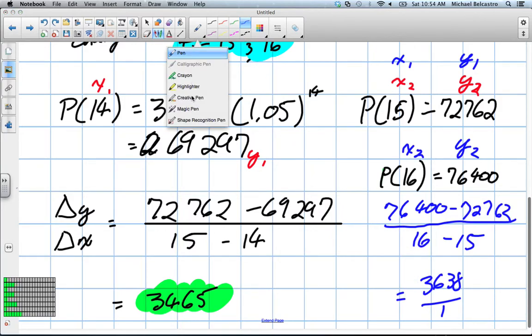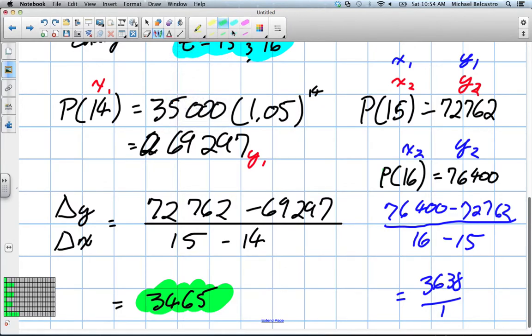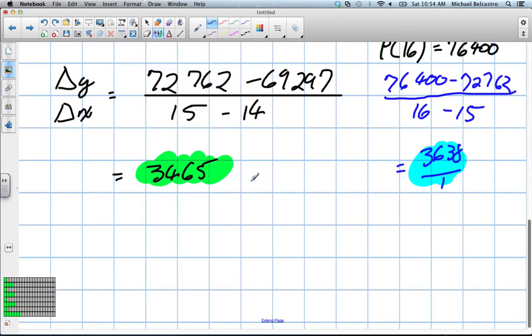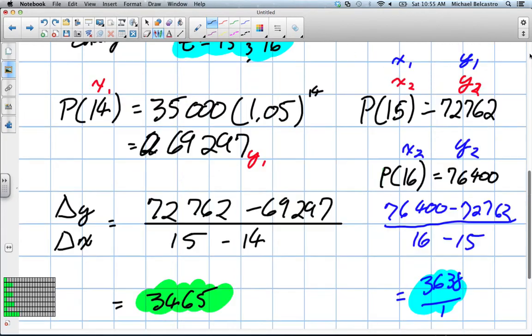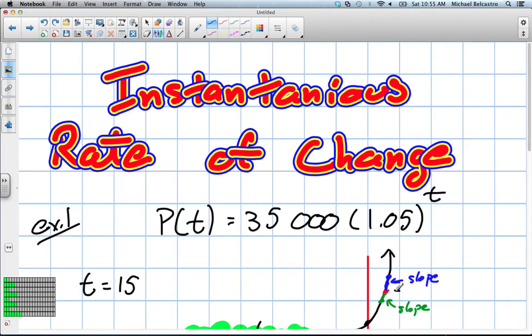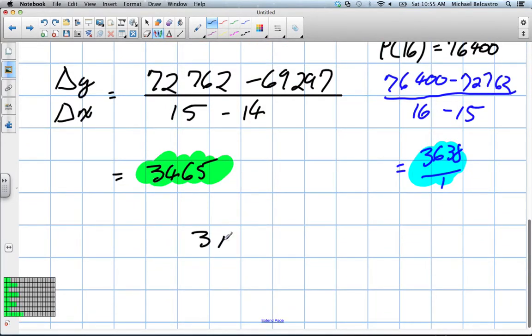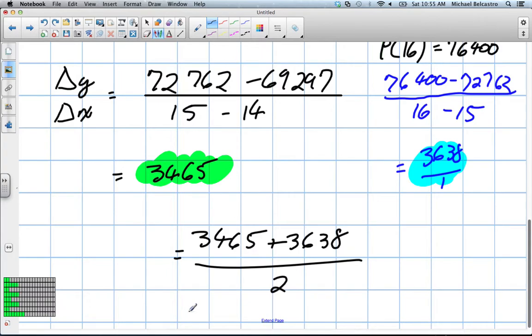That was the slope of our first one in green, leading up to 15, and the blue just after 15. What we're going to do is take these two slopes, add them together, and divide by 2 to find the average between them, or essentially the point between them, because the point between them is 15 right here. So 3,465 plus 3,638, divided by 2.